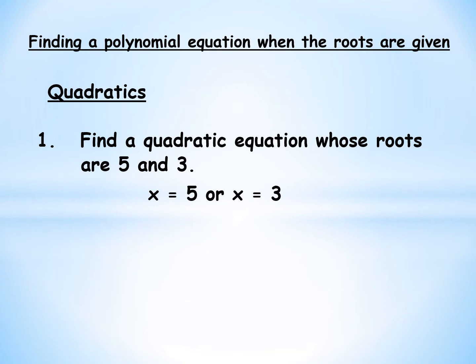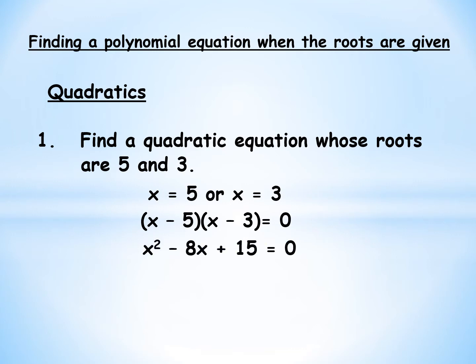So what this equation is saying is that x equals 5 or x equals 3. Those are your x-intercepts. So if 5 and 3 are your roots, then x minus 5 and x minus 3 are factors. All you have to do now is multiply this out, and you'll get the quadratic equation whose roots are 5 and 3.